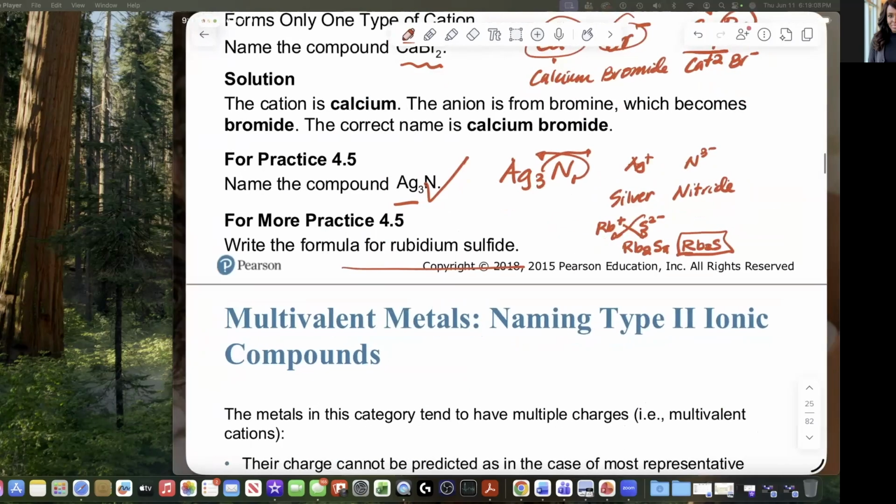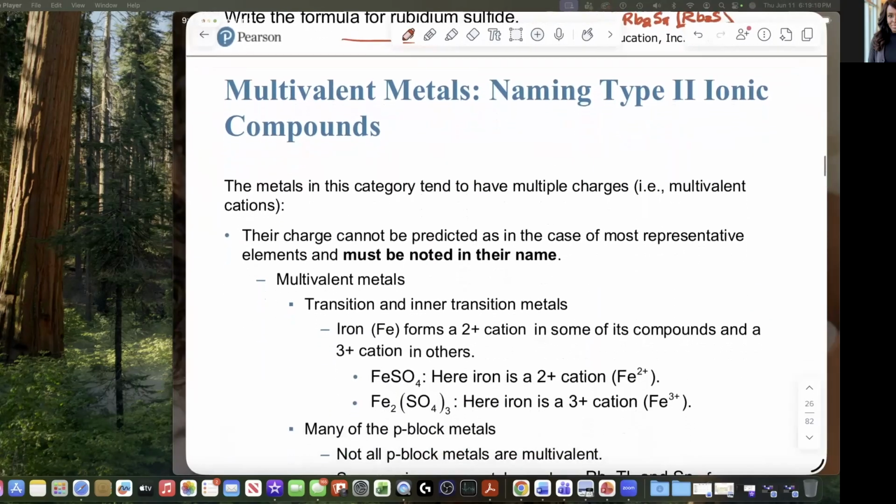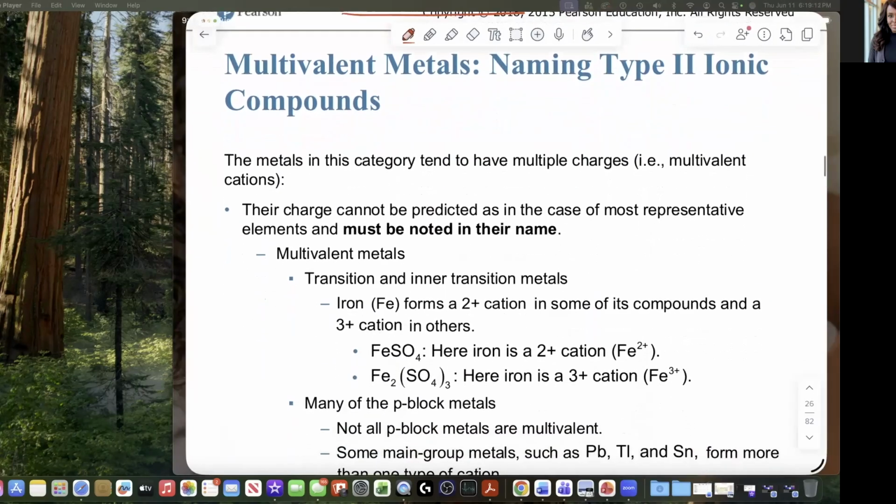We're moving on to naming type 2 ionic compounds. In naming type 2 ionic compounds, remember these ones are multivalent, meaning that they have many charges because they have many valence electrons. So they form cations by losing variable amounts of the valence electrons: 1, 2, 3.